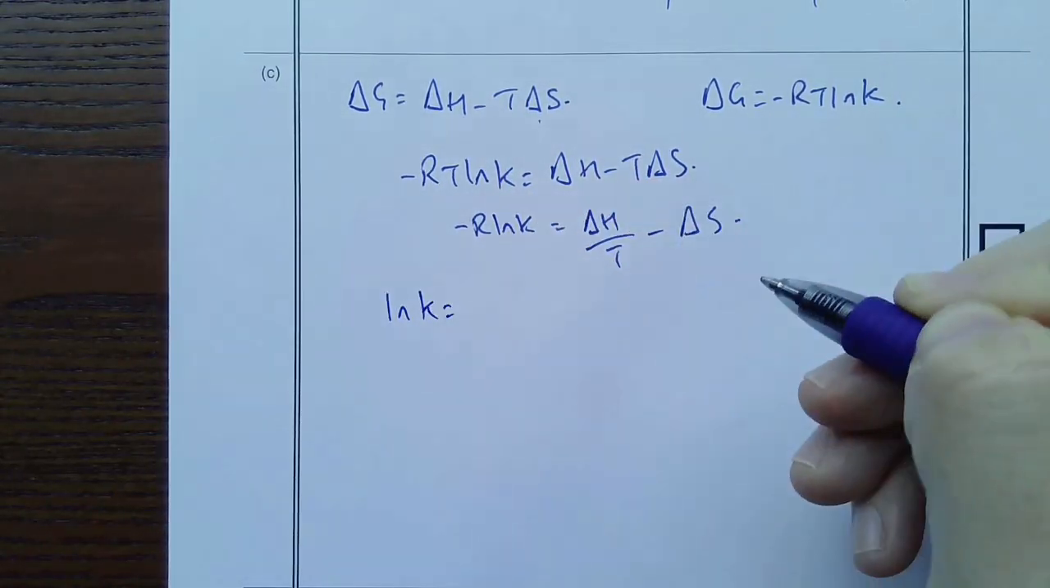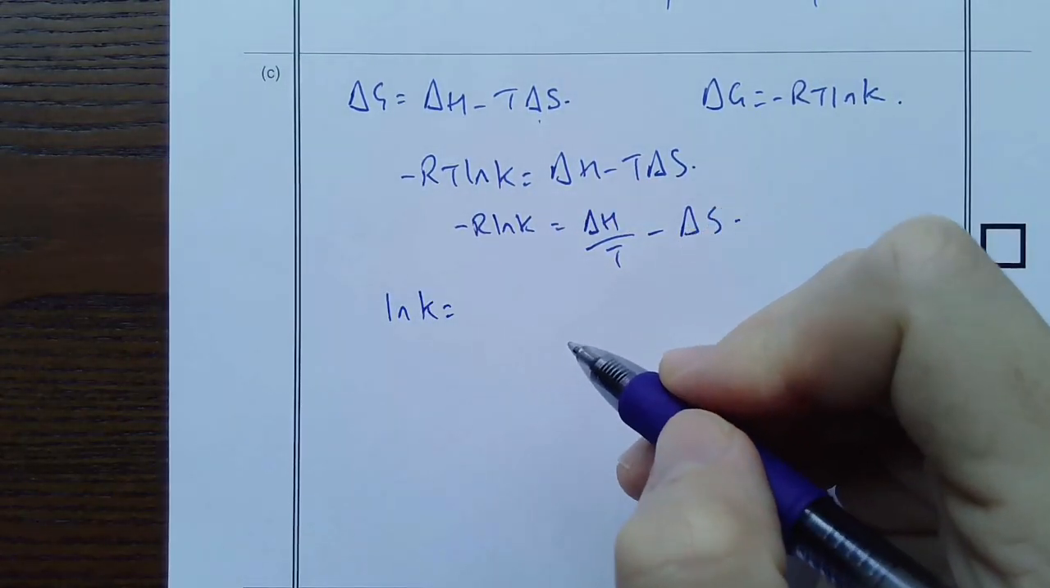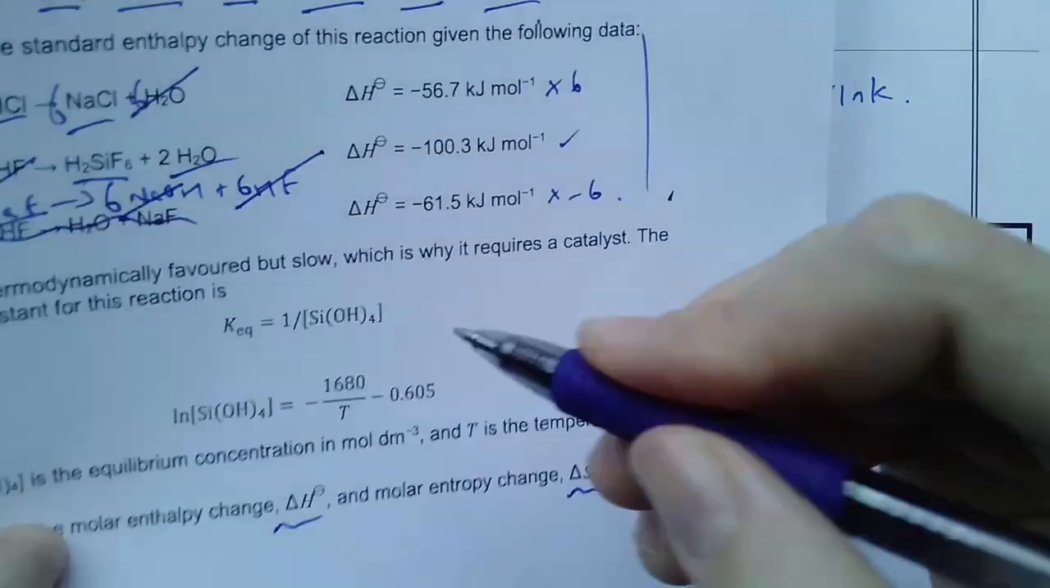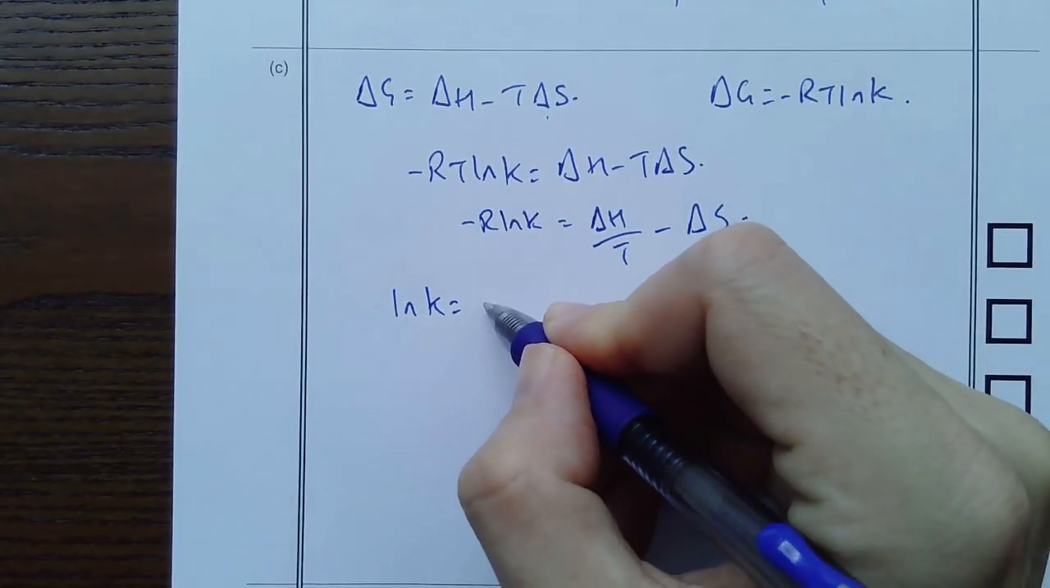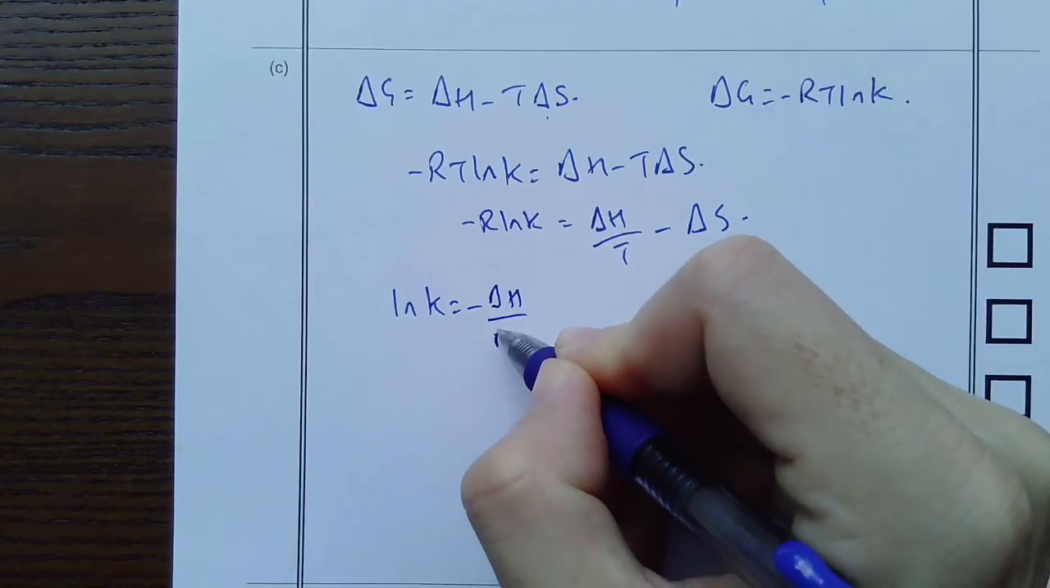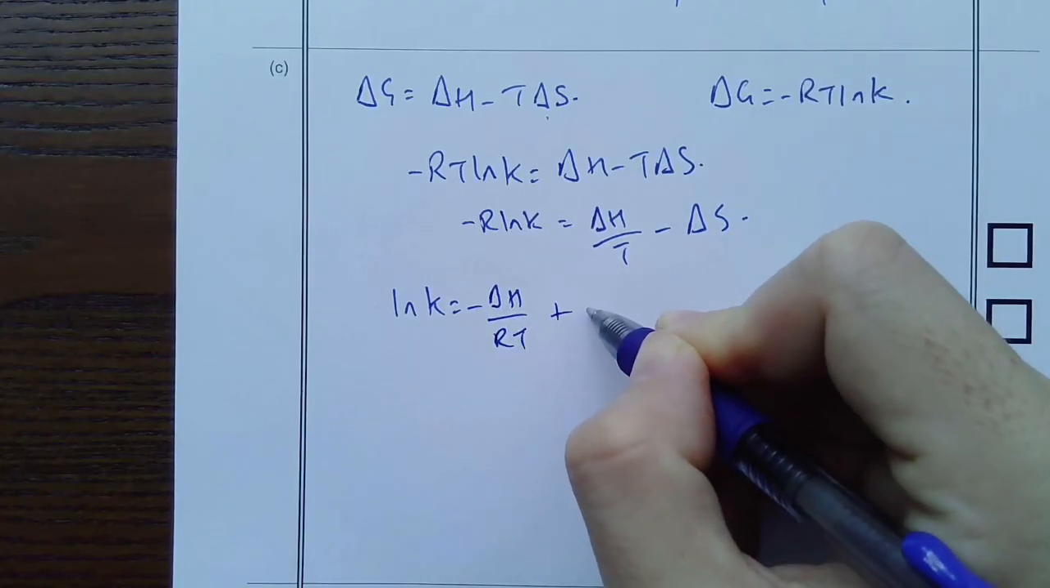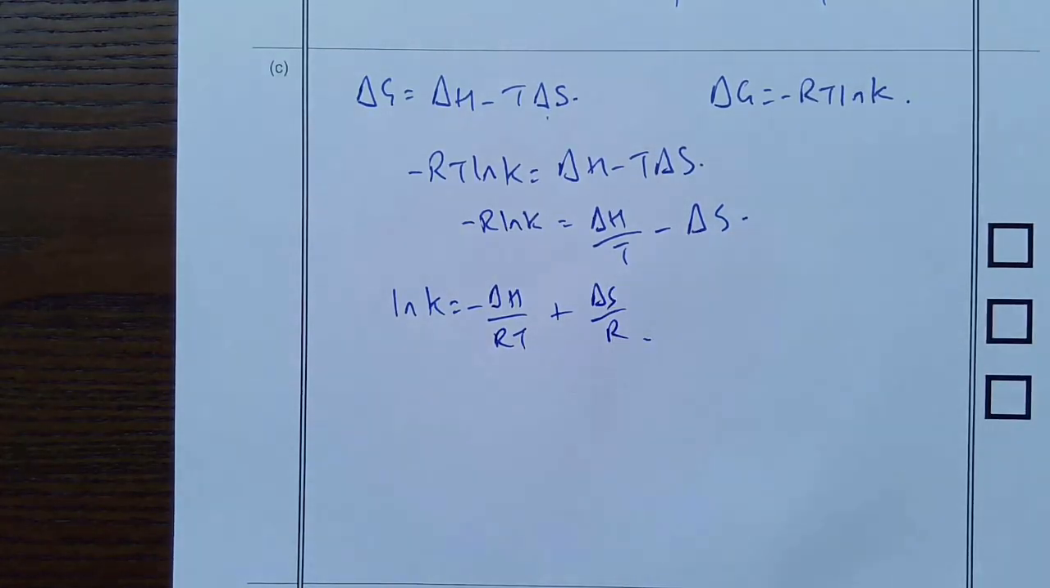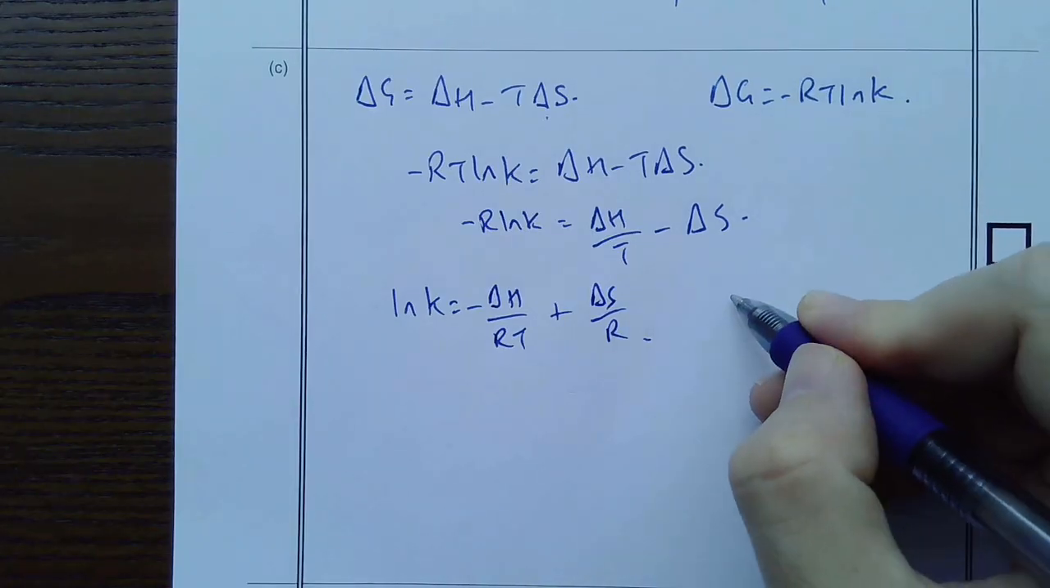So log K equals, this is going to be good as well actually, because this is going to give me a negative. That's irrelevant, I think. Let's not worry about it. I'm going to get minus delta H over RT plus delta S over R. All right, so that's my equation. Then I can do my log of K.